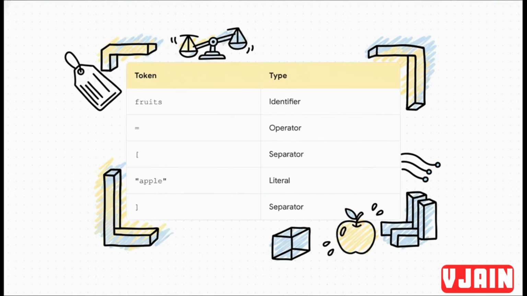Okay, check out this super simple line of code. First, fruits. What is that? Well, it's a name we made up, so it's an identifier. Next, the equal sign. That's doing something, right? It's assigning a value, so it's an operator. Then you have the square brackets. Those are just organizing things, so they're separators. And finally, apple. That's the actual data, so it's a literal. See how that works? Every single piece has a job.